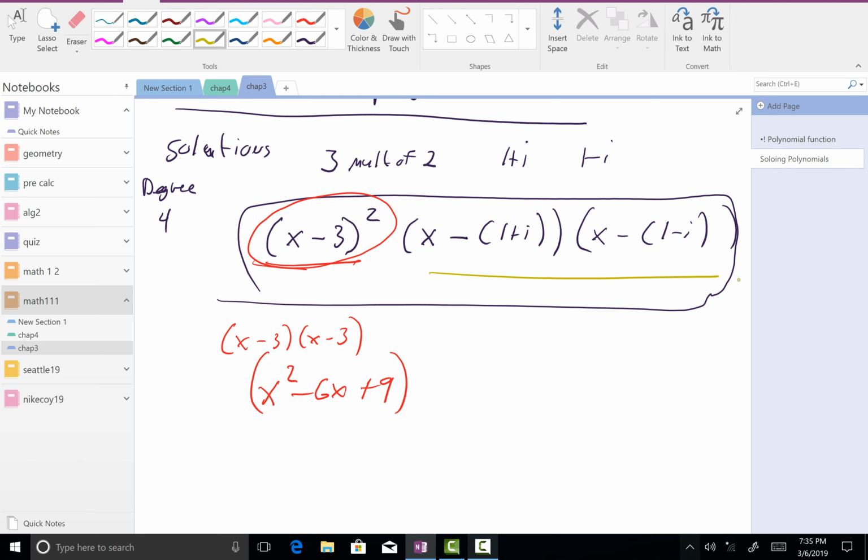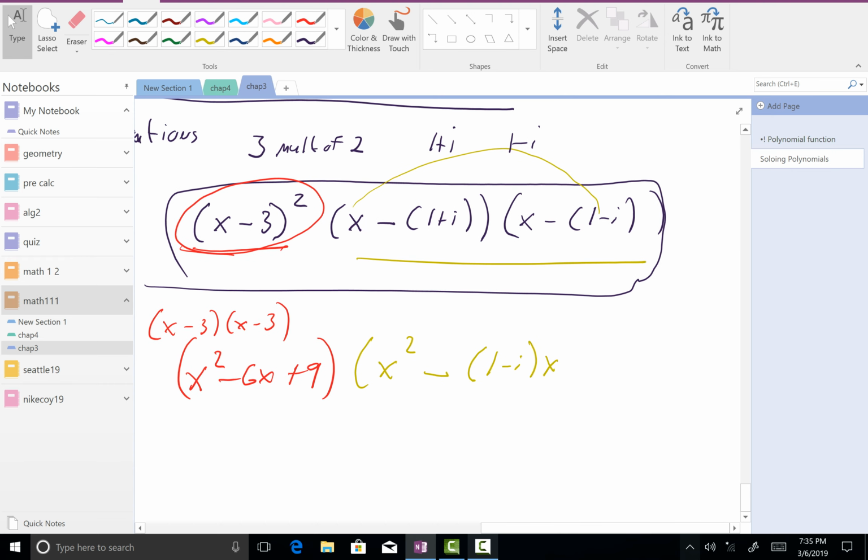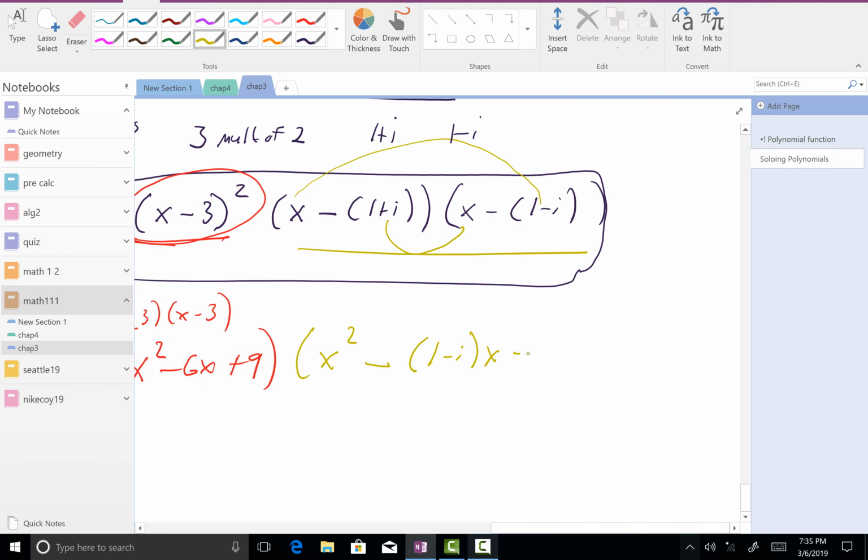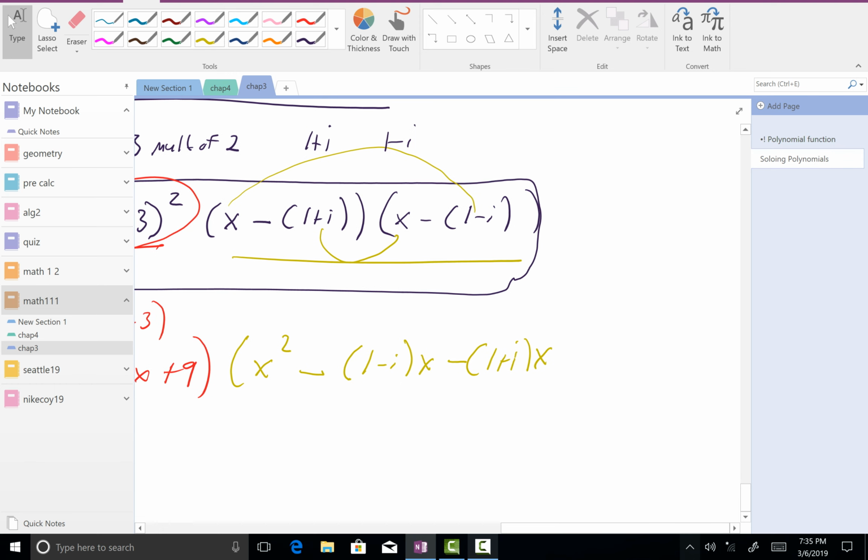So x times x, that's going to give me x squared. Got that. Now I'm going to go into this one. Minus, parentheses, 1 minus i, x. Okay? 1 minus i, x. So that's done. Now I'm going to do this one. Minus 1 plus i, x. Okay, 1 plus i x. I'm not distributing the x's. I'm going to leave them.